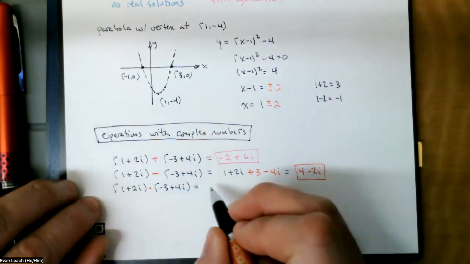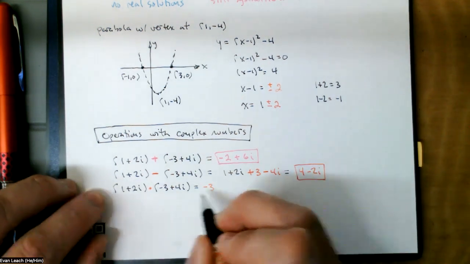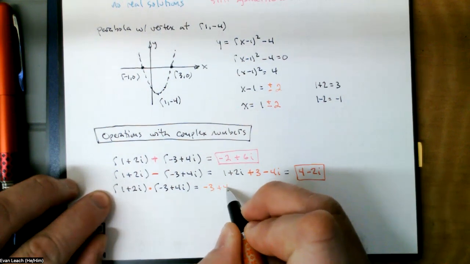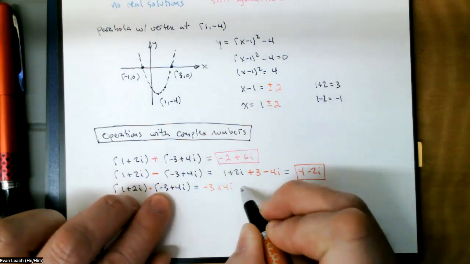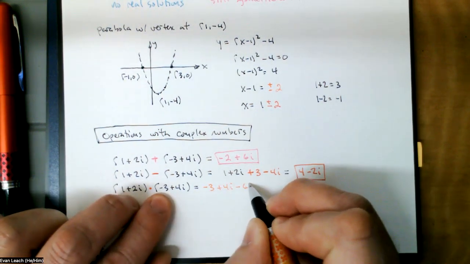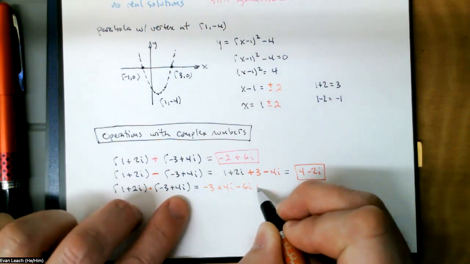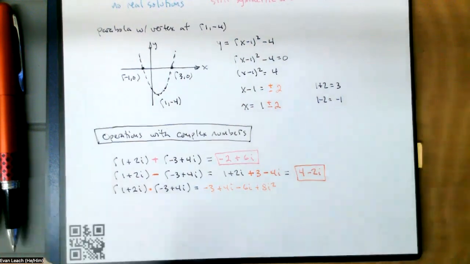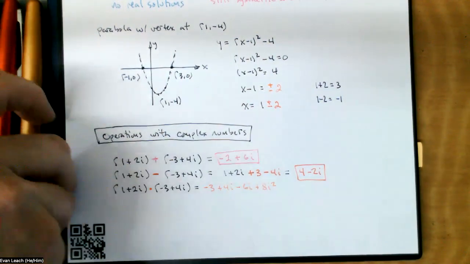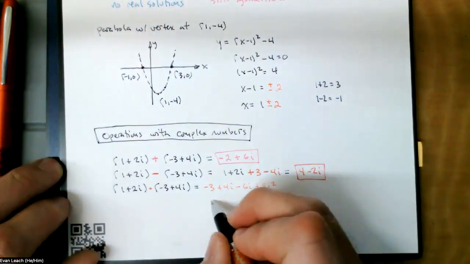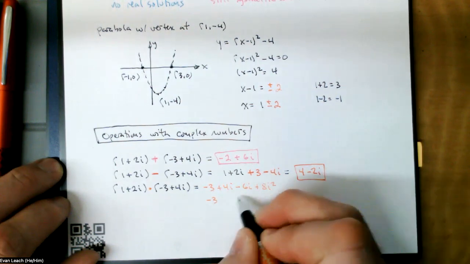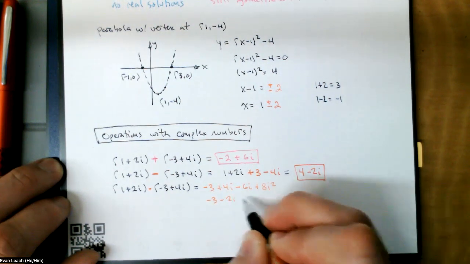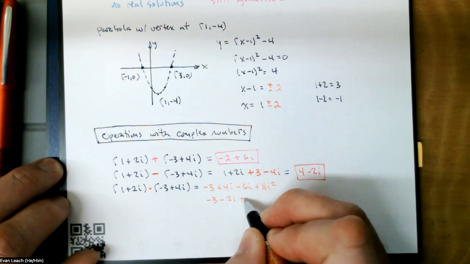You just do 1 times -3, 1 times 4i, 2i times -3, -6i, and then plus 8i squared. Then we would combine like terms, -3 minus 2i plus 8i squared.